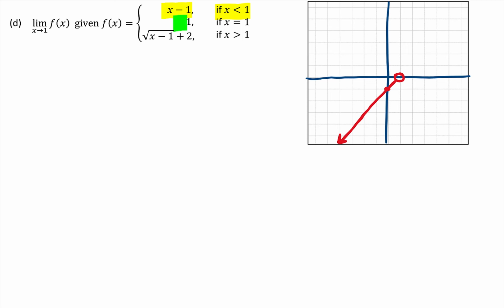Let's look at the next one. It says if x is equal to 1, then y is equal to 1. So let's draw that. That's this point right here. So I'll say that's green, that's red.